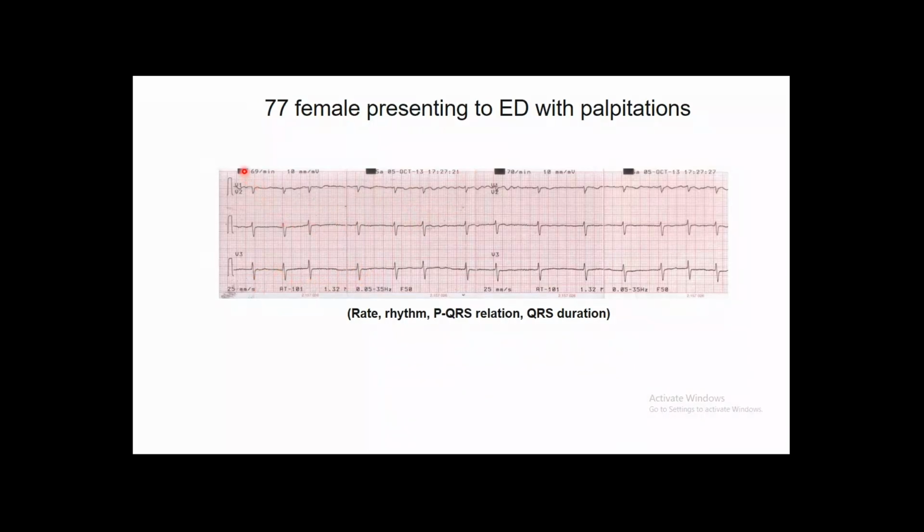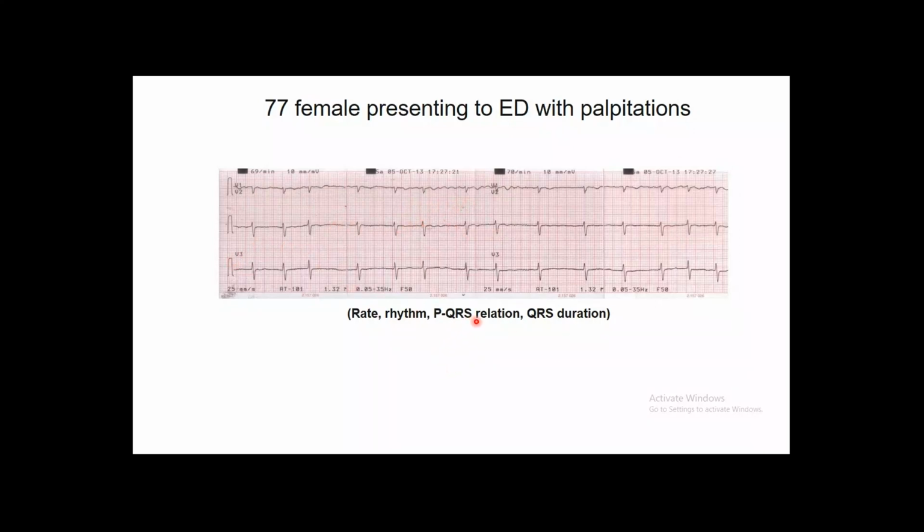Let's calculate it. This is a 3-second interval that we explained before. So if we count the number of QRS complexes in a 6-second interval, 1, 2, 3, 4, 5, 6, 7, multiplied by 10, so the heart rate is around 70 in this patient. The rhythm is frankly irregular.